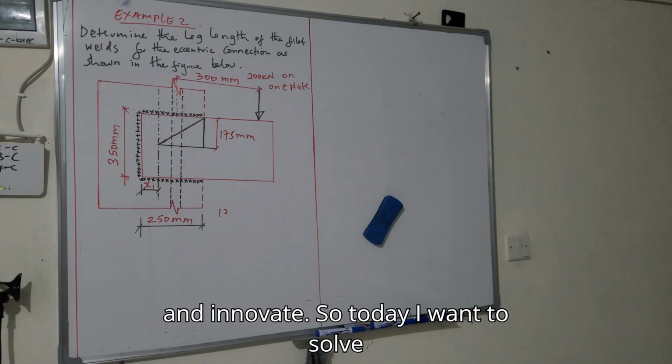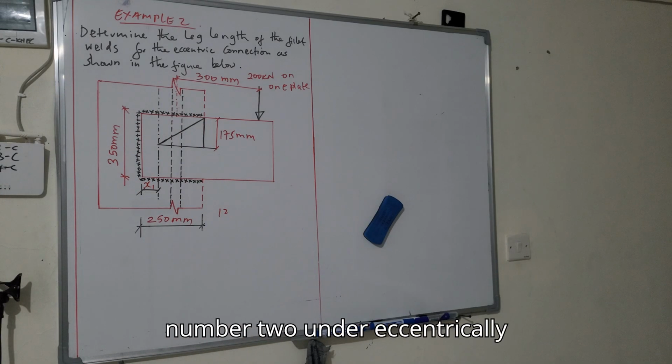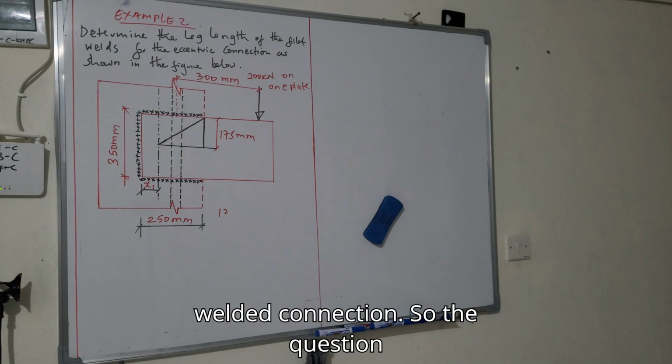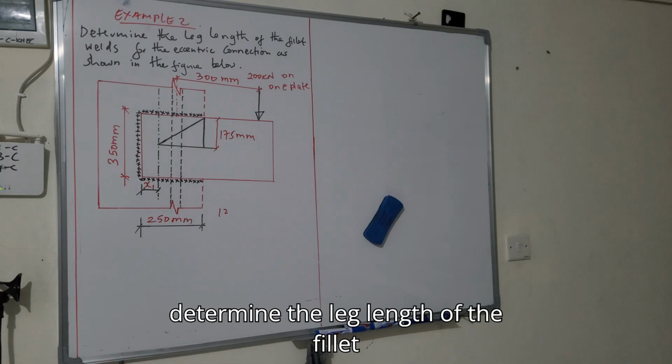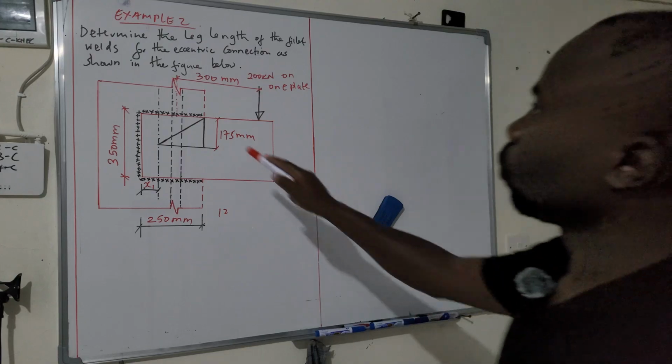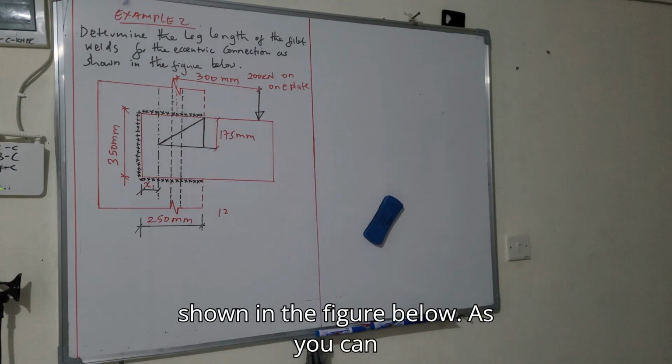So today I want to solve this problem. It is problem number 2 under eccentrically welded connection. The question is on the board and it reads: determine the leg length of the fillet weld for the eccentric connection as shown in the figure below.